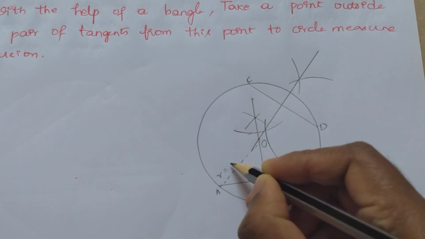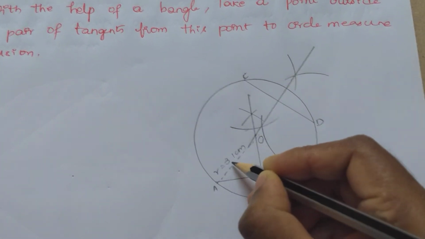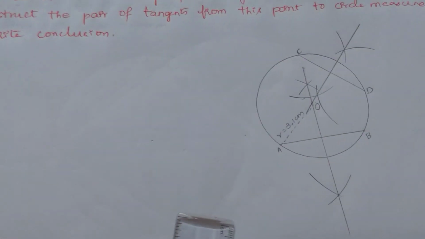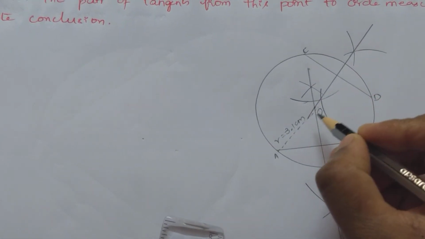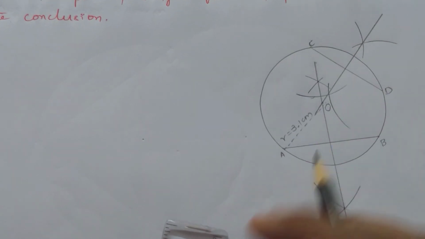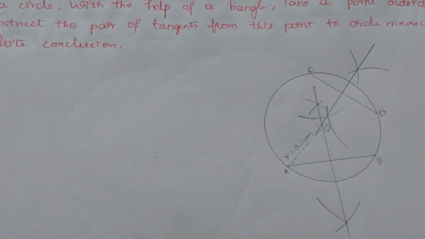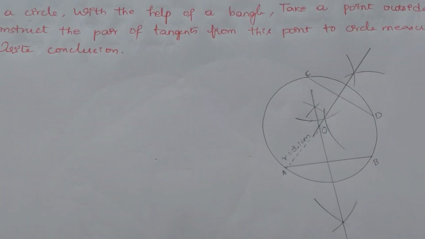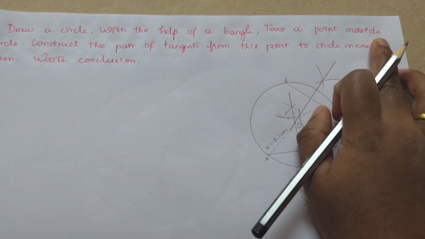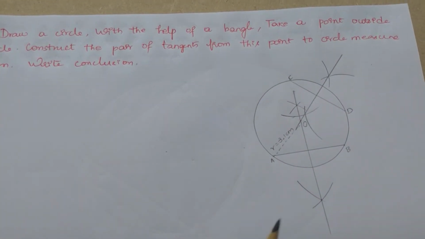So radius is no need to mention here, but for understanding purpose I have written. Okay, now we have found out the center. So after finding the center, what did they ask us to do? Take a point outside the circle. So in the next step, what will I do here?